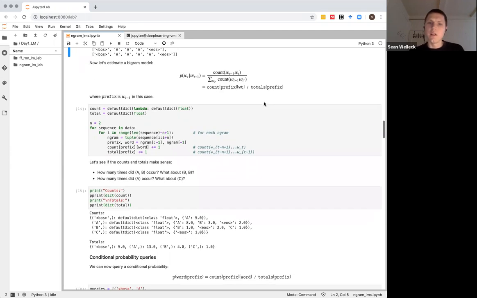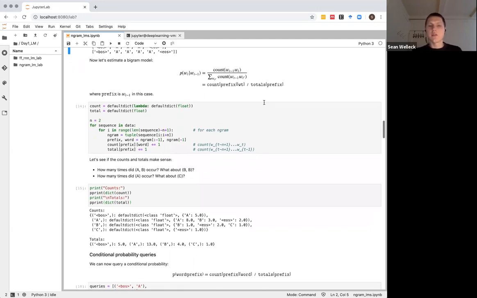Okay, so now there's a question about the smoothing. That's a good question. In this case, we're just looking at the simplest possible n-gram model. And so this model can actually have 0 probabilities, which is an issue. But here we're just trying to look at the simplest possible thing. And then below, we'll actually use a model that implements the smoothing. And just due to time, we won't explicitly show how to implement the smoothing.